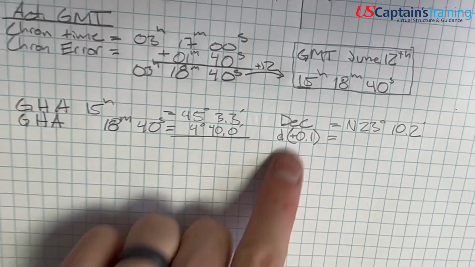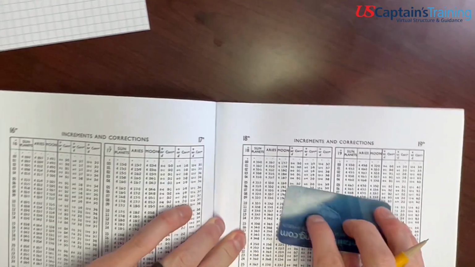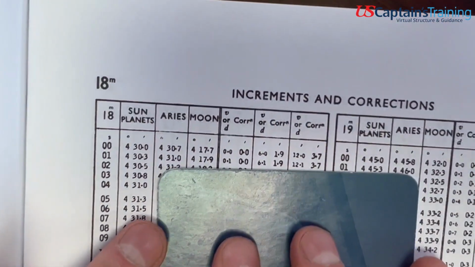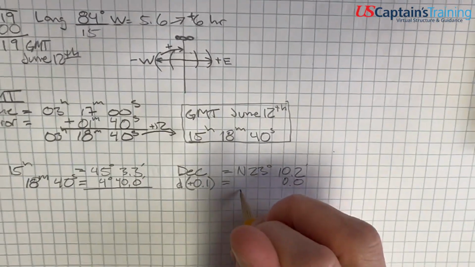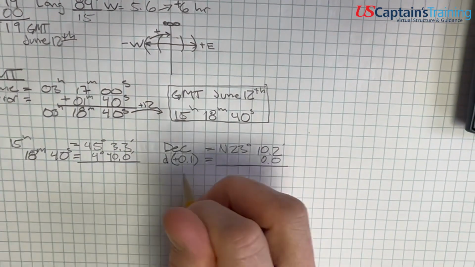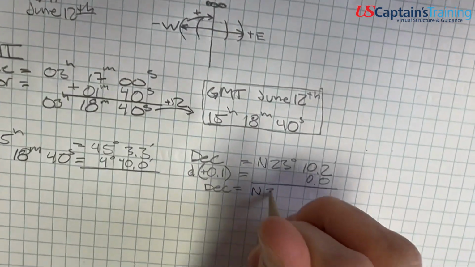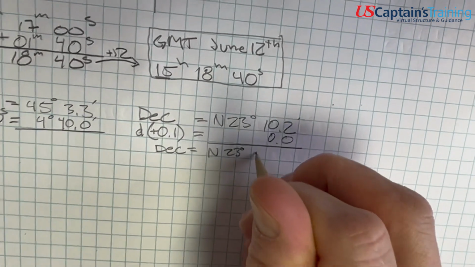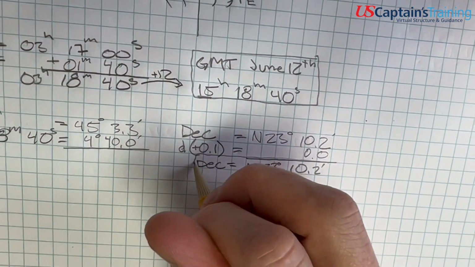And now, when we get our D correction, we need that. There's a column for D correction here, and it's 0.1. We just use 0. Good. So our declination ends up equaling north 23 degrees, 10.2 minutes. There's our declination. We'll need that.